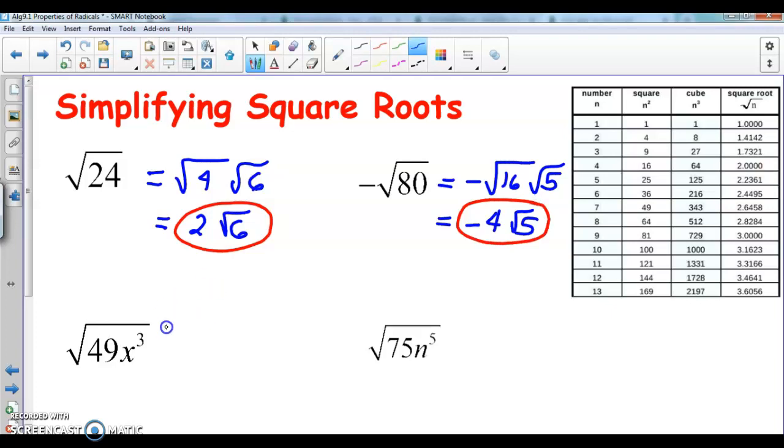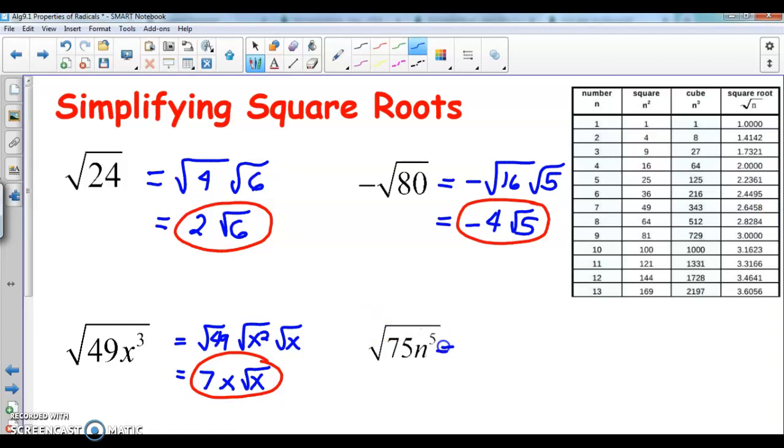Next, 49. 49 is a perfect square, isn't it? 7 times 7 is 49, so we can isolate that. And remember what we did with the x cubed earlier? We separated even powers, so x squared and then x. So square root of 49 is 7, square root of x squared is x, and then the radical x stays inside. So that's 7x radical 7.